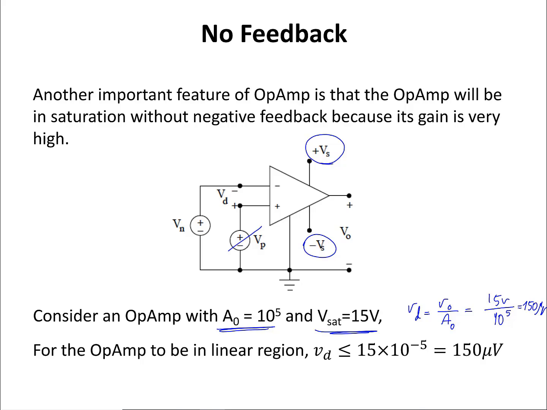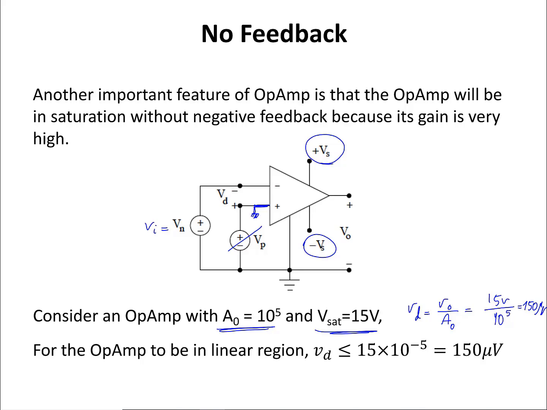Say that this Vp is 0, or I'm connecting the positive terminal to the ground, and this is my input signal that's applied to the inverting terminal. That means the largest signal that I can amplify using this op-amp amplifier is 150 microvolt, which is a very small signal level. So this is one of the problems with using an op-amp without any feedback.